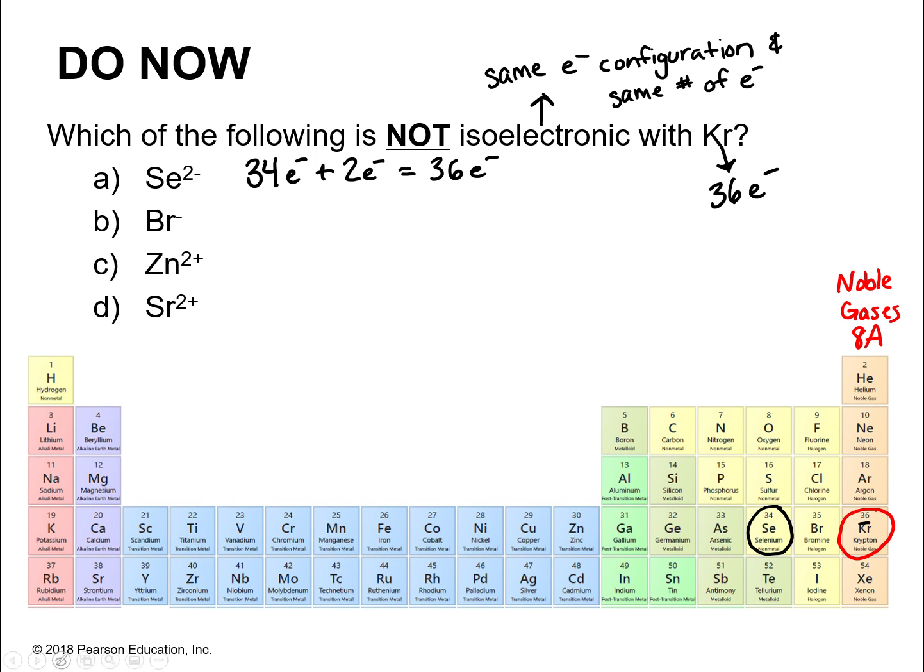Let's do bromine. We'll do bromine in a different color. Bromine is right next door to selenium. And on its own, it has 35 electrons. To become an ion, bromine is going to gain 1 electron. So it too has a total of 36 electrons.